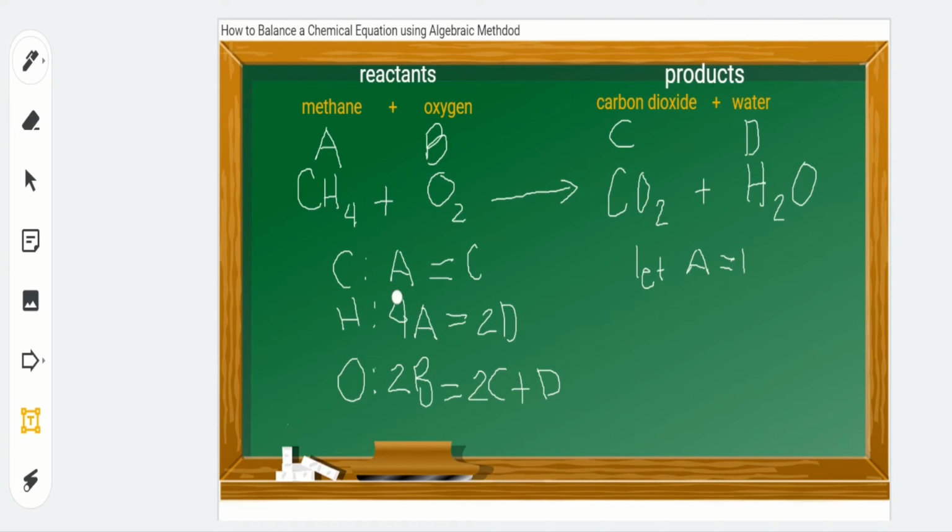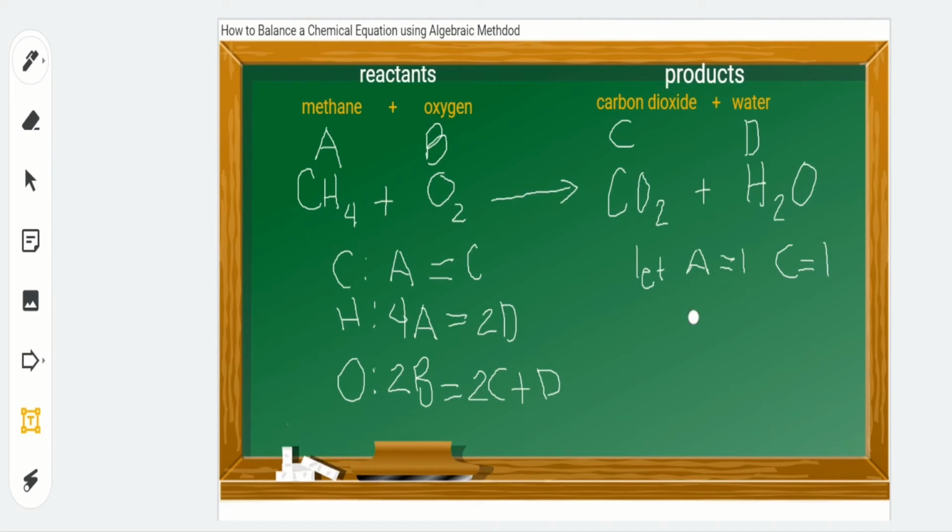Okay, and since A is equal to C, then C is equal to 1 also. Dito natin siya isulat. So we can say that C is equal to 1 also. Now, what's missing is we do not know what is B, what's the value of B, and of course D.